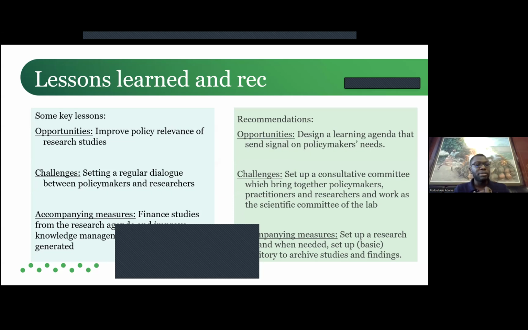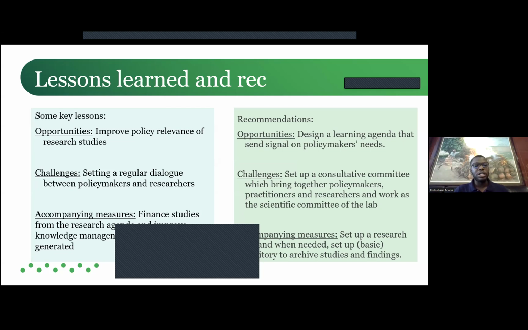The second one is about the challenges. We also realized that there is no permanent dialogue between researchers and policymakers. Andreas mentioned earlier about trust. There is this lack of trust, but also they don't know each other's needs. The researchers don't know the needs of policymakers, and policymakers don't know what has already been produced.